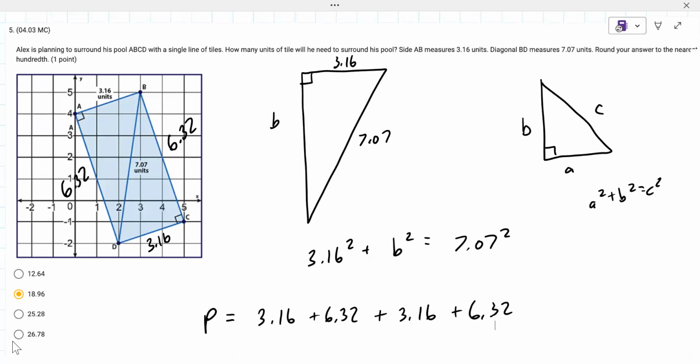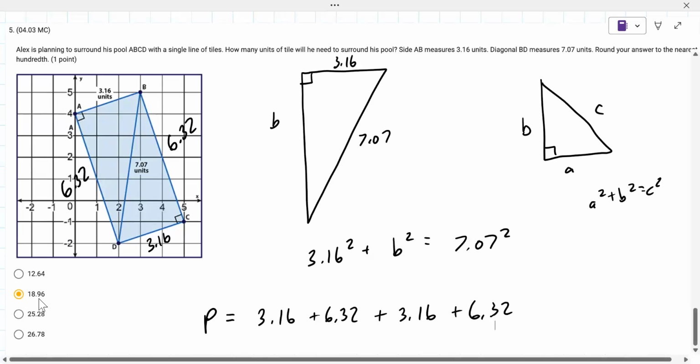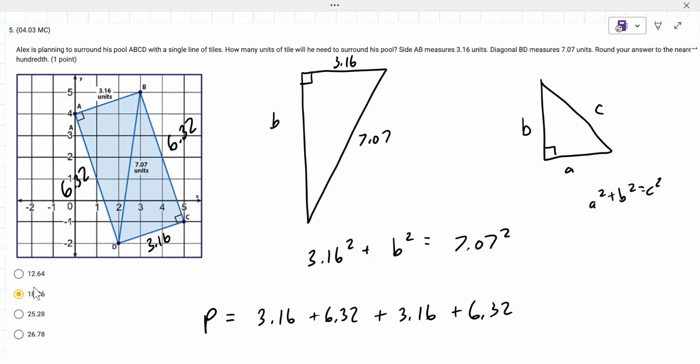Actually, it looks like you got the right answer. Yeah, I accidentally started looking for whether any of the answers were the side, because I forgot that for the perimeter you had to add up all the outside sides. Yeah. Okay, I got it. So this does equal the 18.96.